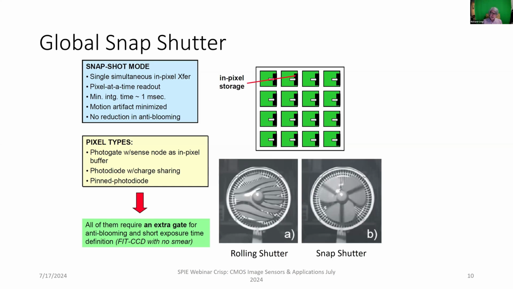And so you see at the bottom these two images taken of an electric fan. With the rolling shutter, which is denoted A in the image, you see a very peculiar looking arrangement of the fan blades. And on B, that's the snap shutter. There's still some distortion, but it's not nearly as bad as what you get with the rolling shutter.